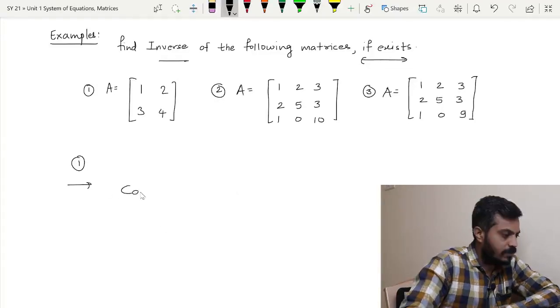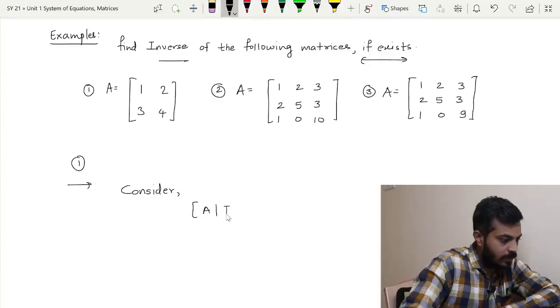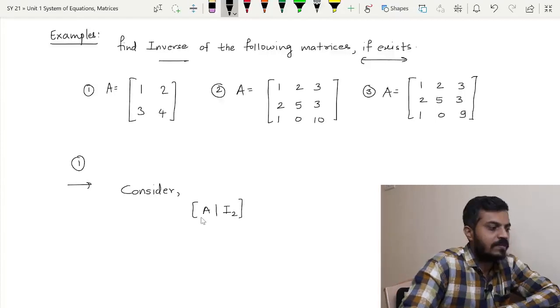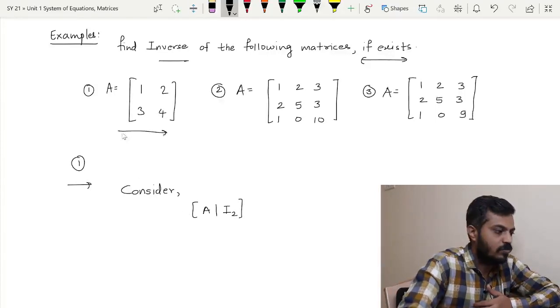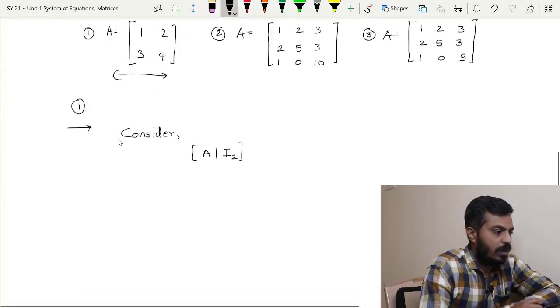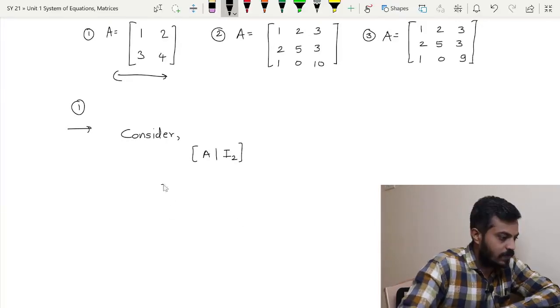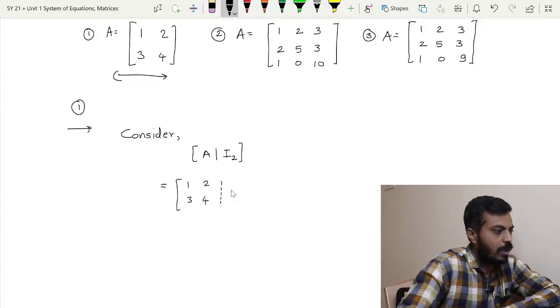So let us consider, as I already told you, A and the identity matrix over here, in this case I2, because the order of A is 2. Now I will put the value of A. So this is equal to, our A is 1, 2, 3, 4, and this is nothing but I2, so 1, 0, 0, 1.